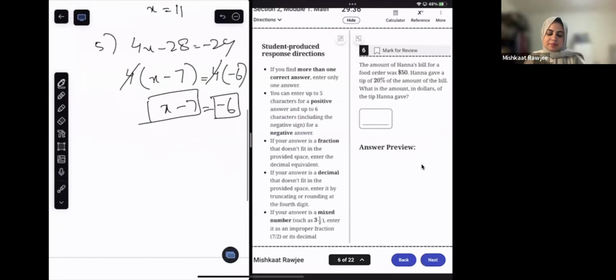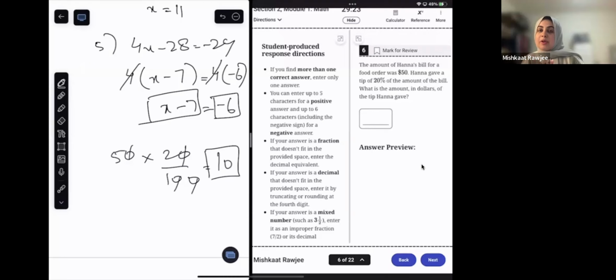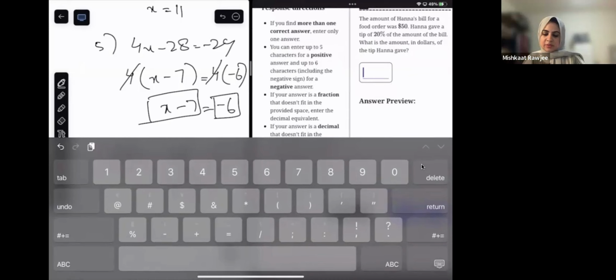So if it was 50, the tip is going to be 20% of that. So we just do 50 times 20%, and then we take out the zeros. That's going to be 10. So 10 is the amount of the tip Hannah gave. So we just put in 10.